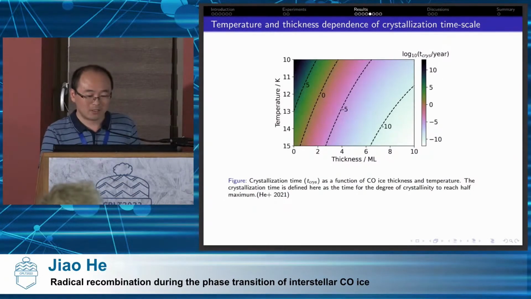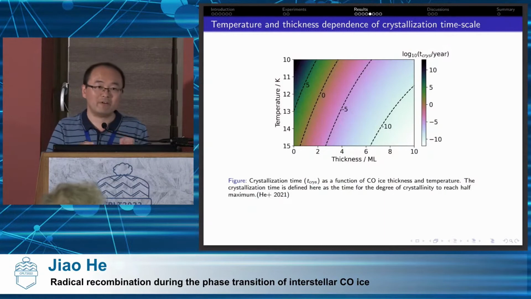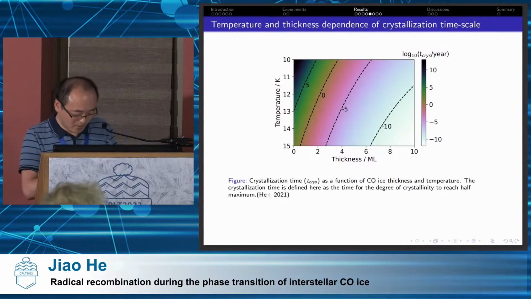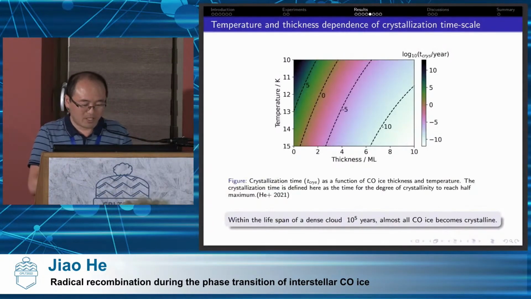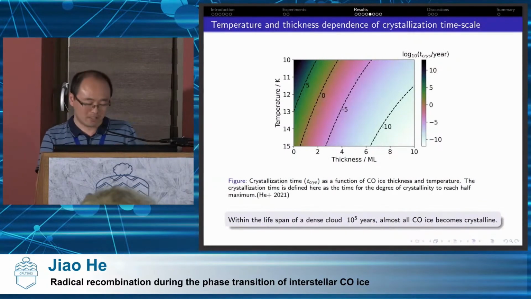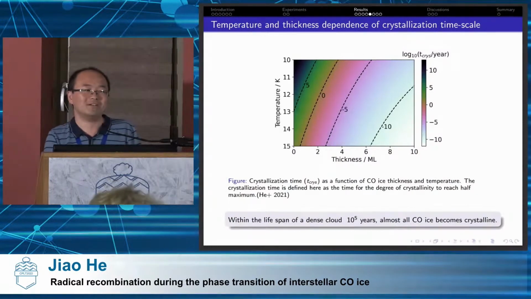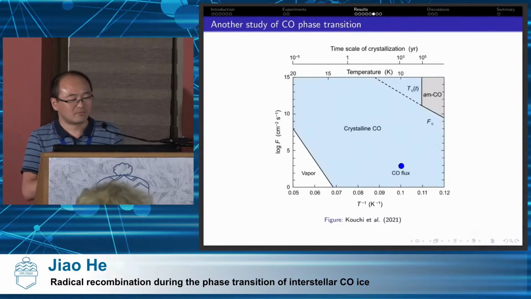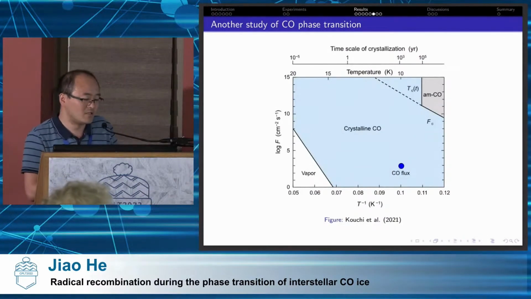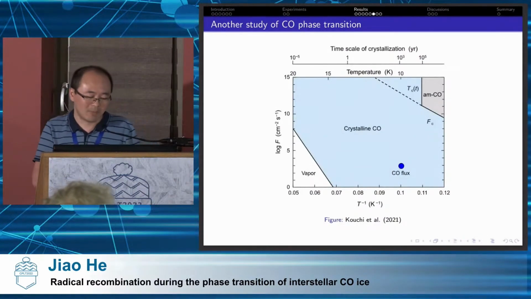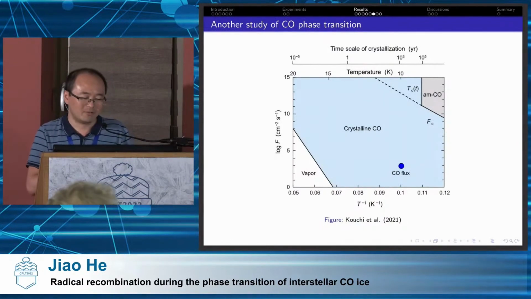Then we can put all three together in a model to predict the morphology of CO in a dense molecular cloud. I'm not going to get into details, but the conclusion is that within the lifespan of a typical molecular cloud of 10 to the 5th years, almost all of the CO ice should become crystalline, unless the CO is too thin, let's say less than 1 molar. A similar result has been obtained by Naoki's group, and they also predict that CO should be mostly crystalline.